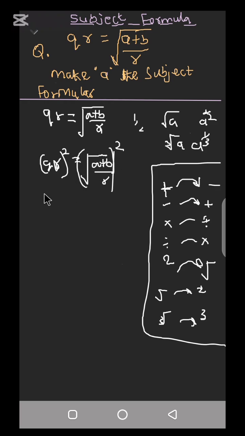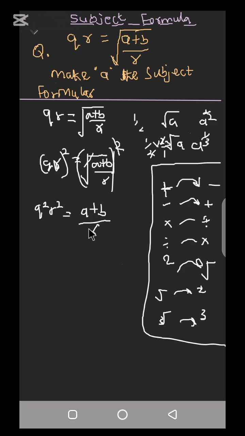Now, when I square both sides, QR squared will become Q squared R squared. And now these two will get rid of each other because 1 over 2 multiplied by 2 over 1. What do you think will happen? They are going to cancel each other. You remember, according to the law of indices, this square will get rid of the square root for good. So what we will have left is A plus B all over R. So we have eliminated the square root function.